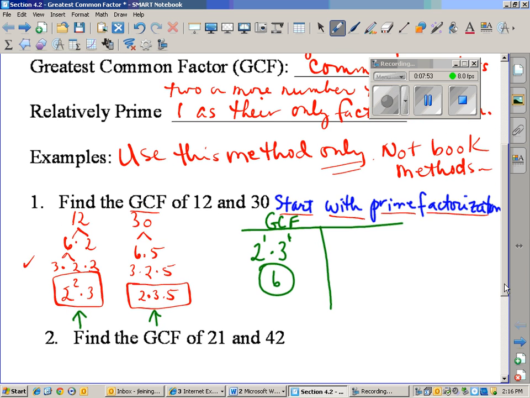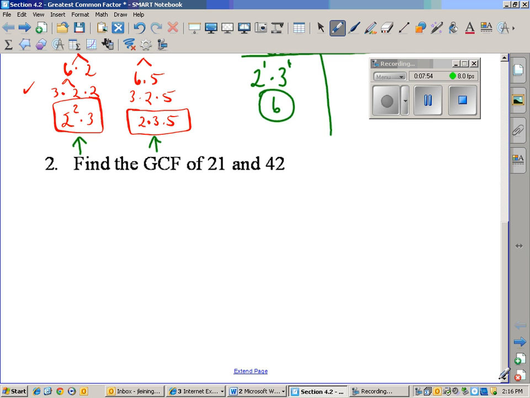Let's do one more together. 21 and 42. We're going to start with the prime factorization. I'm going to abbreviate it. Prime factorization of each number. 21, well, that's pretty short. 7 times 3, those are both prime. I'm going to rewrite it, smallest to biggest.